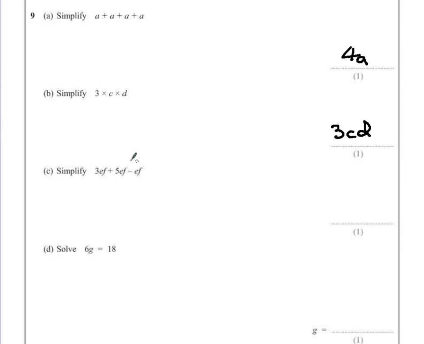Part C, 3EF add 5EF take away EF. Now the biggest mistake people would make is to say, right, 3EF add 5EF is 8EF, take away the F means I've just got 8 left. But what we're doing is trying to count how many EFs we have. That's all the number is telling us, how many we have. So 3 EFs add 5 EFs is 8 EFs. Take away an EF leaves us with 7 EFs.